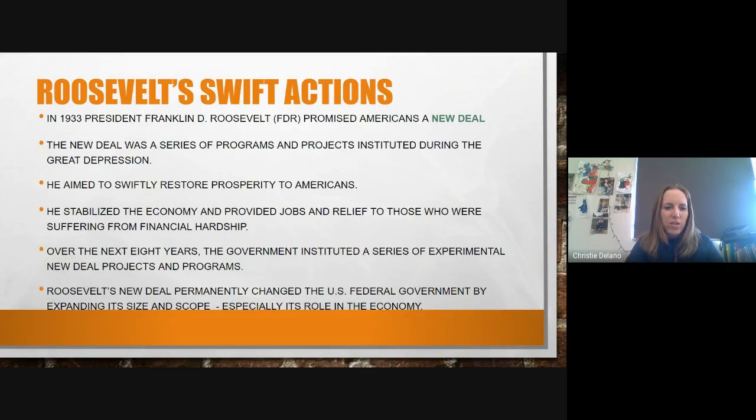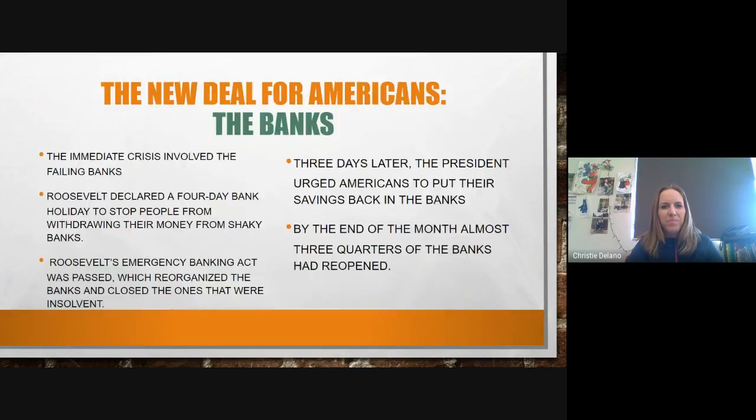Ultimately speaking, Roosevelt's New Deal and actions taken in Canada as well permanently changed the landscape of democracies and the role of government in society and the economy. So, how does this work?